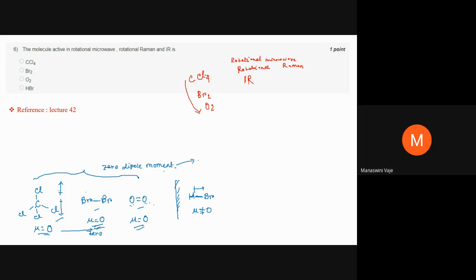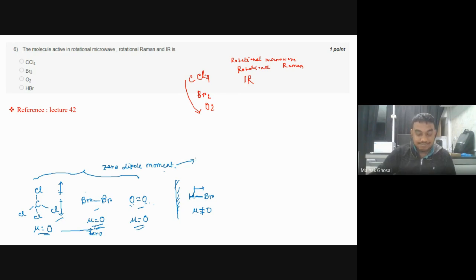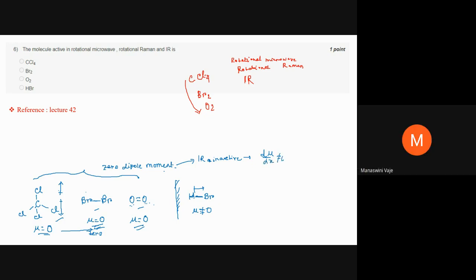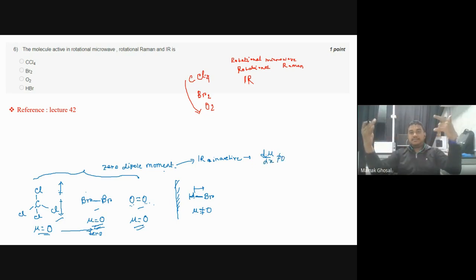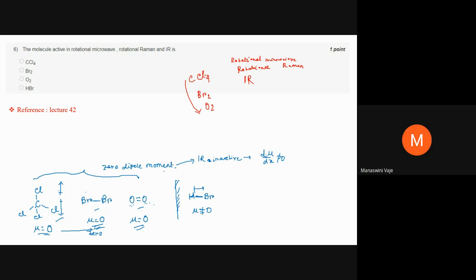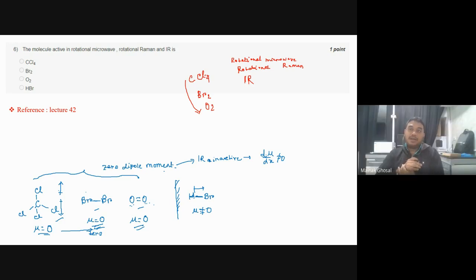IR inactive? No. Don't get confused among them. The IR active condition is that d mu by dx should be non-zero, right? That means your mu should change. That doesn't mean you need to have some mu initially, right? They are saying that your mu should change. Suppose it was initially zero, and from that you are getting one. So this is a change, right? So it will show a vibrational spectrum, or be IR active, right?